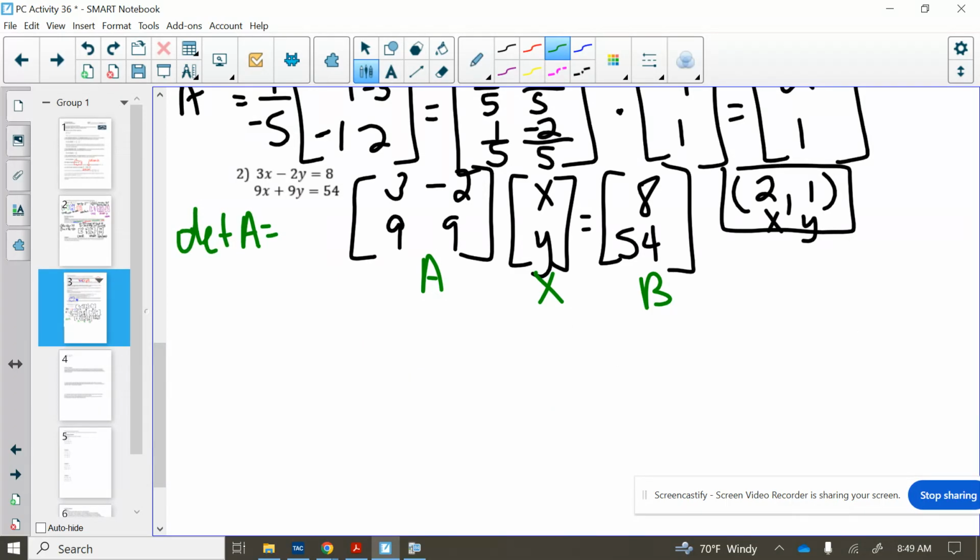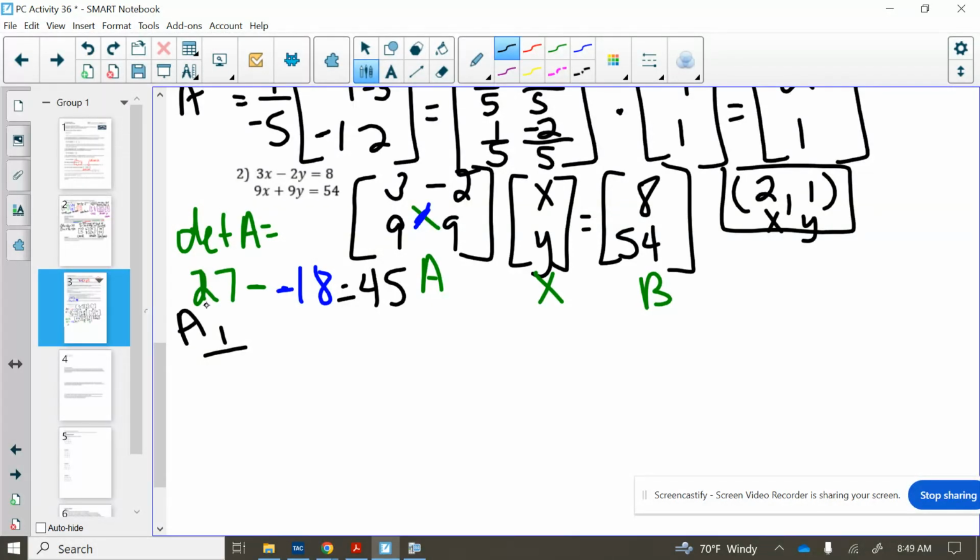So we have to start off, we need the determinant of matrix A to help us find its inverse. So the determinant, we would do 3 times 9, which is 27, minus negative 2 times 9, which is negative 18. 27 minus negative 18 ends up being 27 plus 18, which is 45.